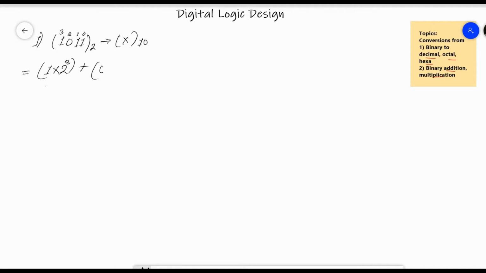Plus, we take the next number into the base to the power of its position, plus we take the next number and again do the same. We take the last one, which is 1, into the base to the power of its position. So we have 8 plus 0 plus 2 plus 1, and finally we have 11 in the decimal system.